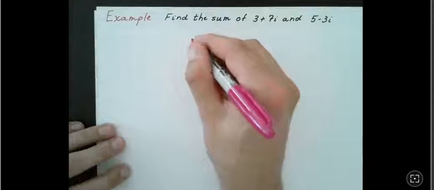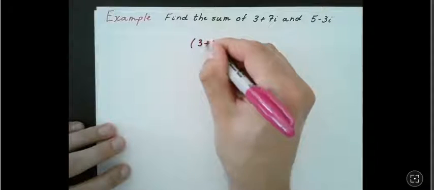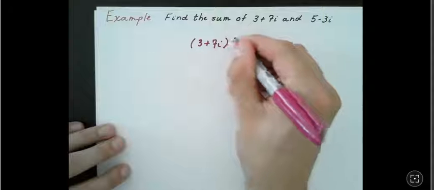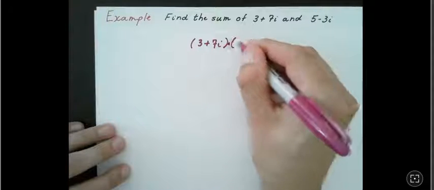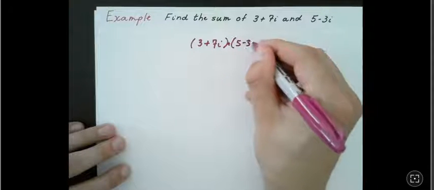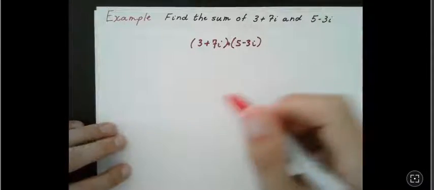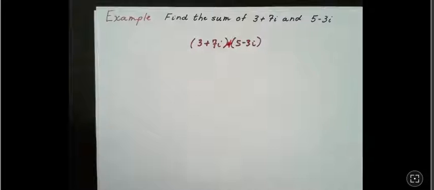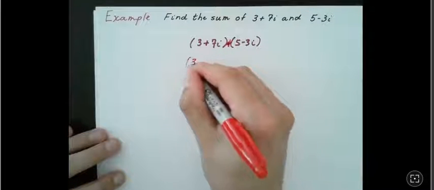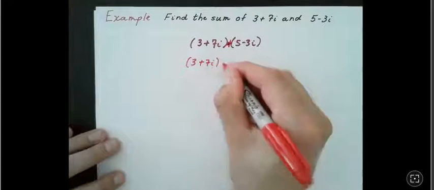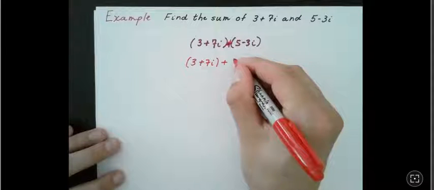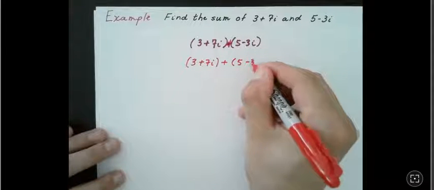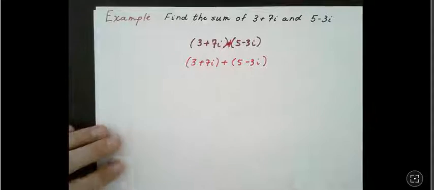So if I'm going to add these together, I'm going to have 3 plus 7i plus 5 minus 3i. Gosh, I don't want to put multiplication there. Plus there. Okay? So we can just rewrite this again. 3 plus 7i. You don't need the parentheses in this case because it's addition, but it's nice to have. So I'm going to go ahead and rewrite this. That's what it's supposed to look like.